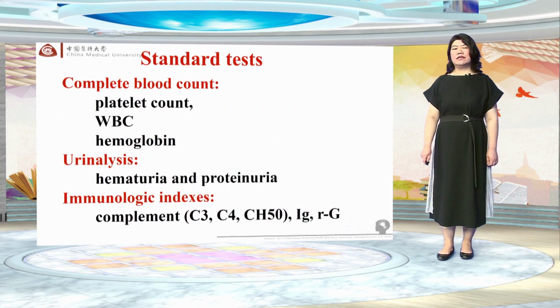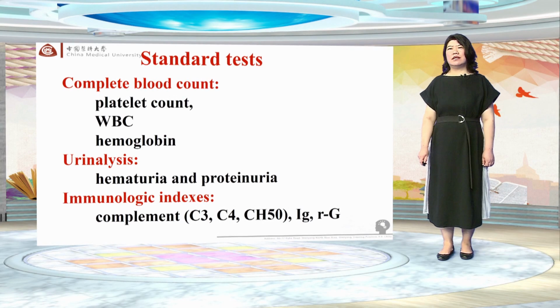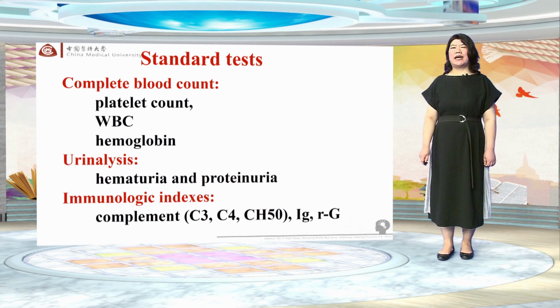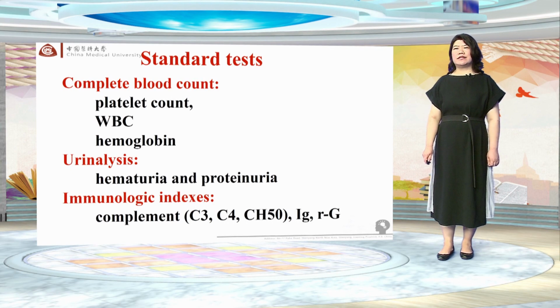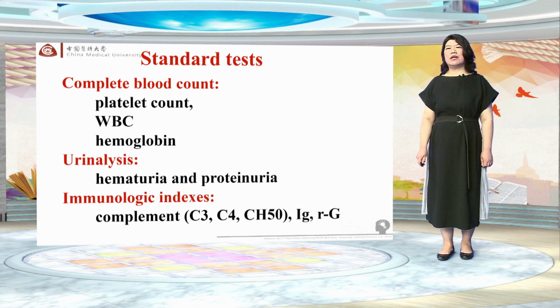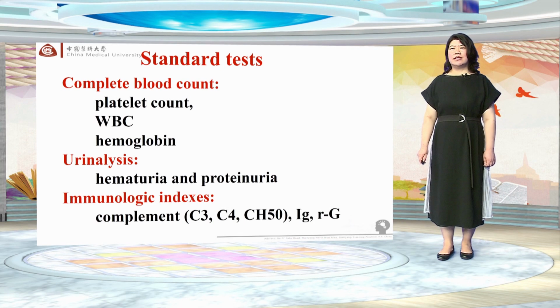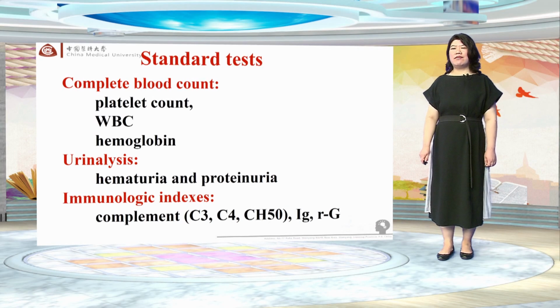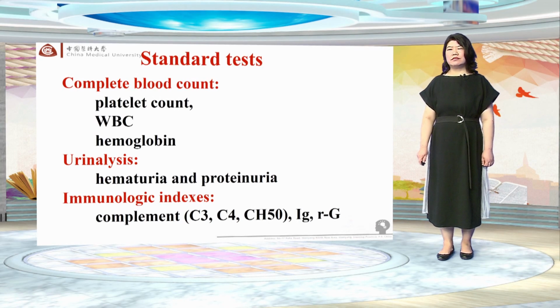Besides the significant autoantibodies test, there are still some other standard tests for lupus patients. The first one is the blood test. In the complete blood count, we can see a decreased number of blood cells, including decreased white blood cells, decreased platelet count, and also decreased hemoglobin level.